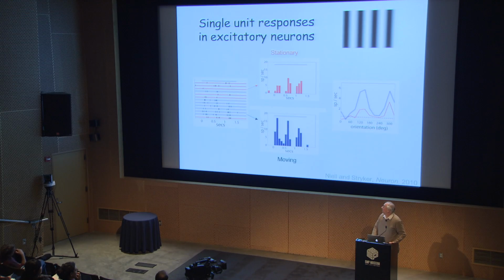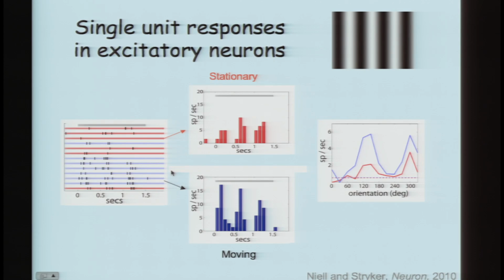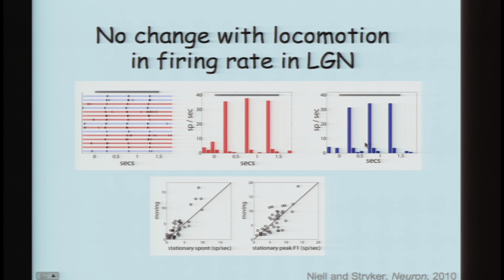But strikingly, when the animal is walking or running, the responses in the visual cortex were much bigger, and we've outlined in blue the trials when the animal was walking, and in red when the animal was stationary. And what you can see is the selective properties of the neurons were the same, but the responses are much bigger. And this is a cortical property. It doesn't happen in the visual input to the cortex. There is not a similar change in the lateral geniculate nucleus.